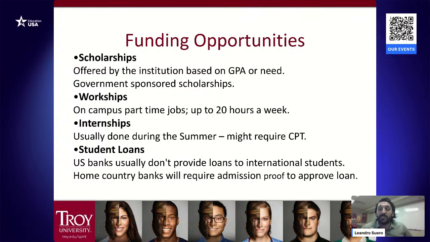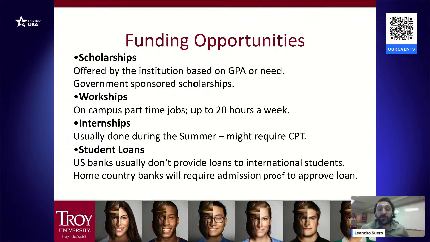So the scholarships are usually offered by the university, and most of the time are based either on GPA, basically, again, your grades, or maybe they're need-based, right? So maybe some universities will offer scholarships to students who really can't afford to study in the US, right? And then in some countries, there are government-sponsored scholarships. So basically, your government will pay for your education when you come to the US.